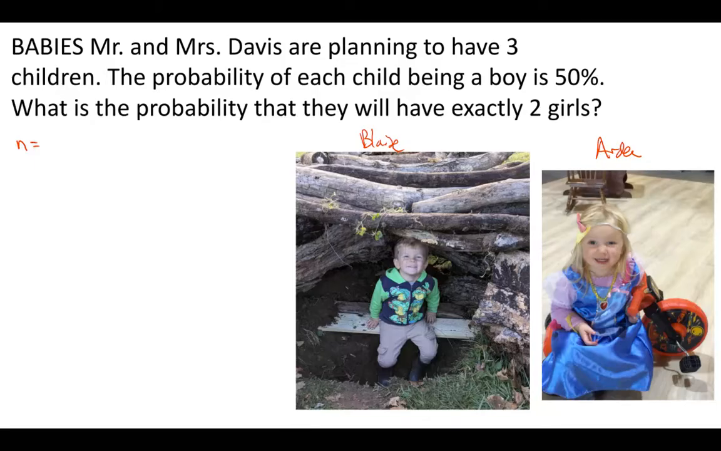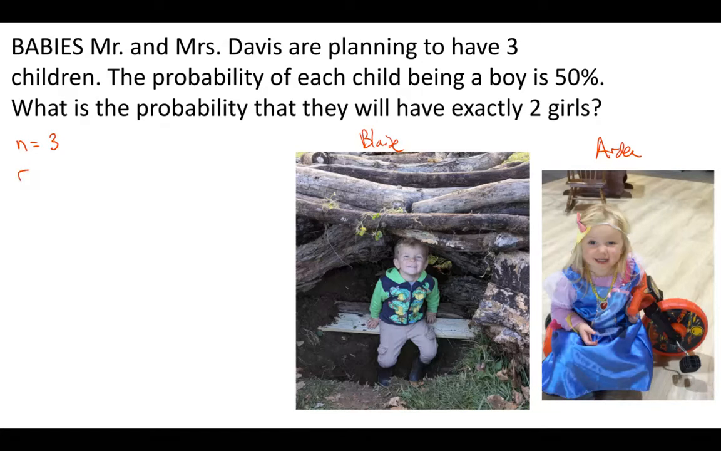So let's first start with N, the number of trials. This one maybe is a little hard to identify, but it's the total number of children we're going to have. We're going to have 3 children, so N is 3. We might have more than that, I don't know, but for now we're going to have 3, and so that's our total number of trials.